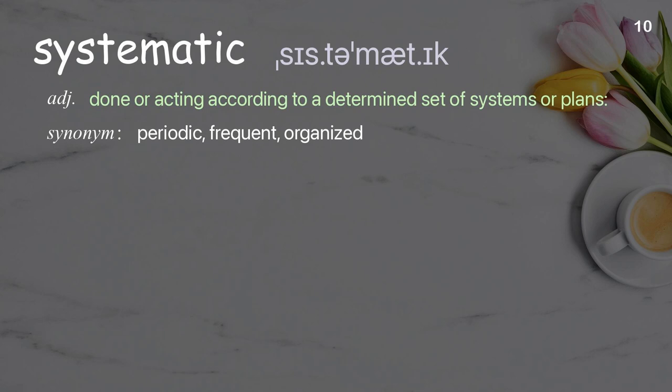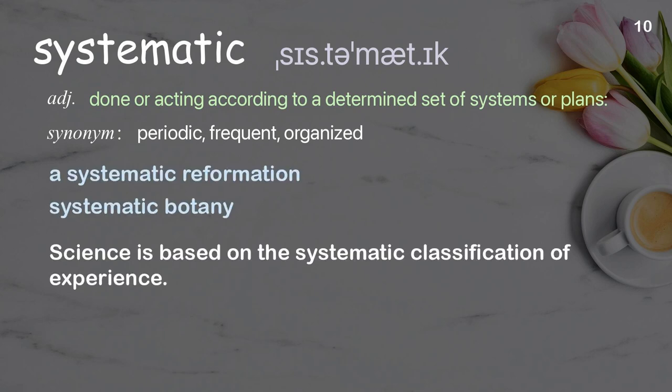Systematic. Done or acting according to a determined set of systems or plans. Examples: a systematic reformation, systematic botany. Science is based on the systematic classification of experience.